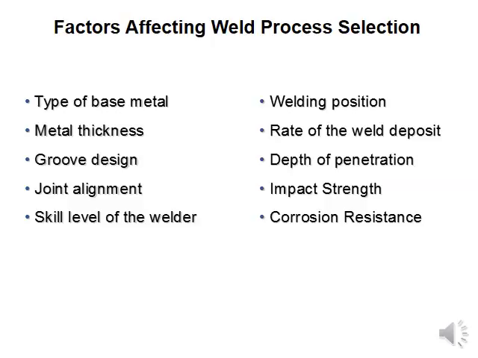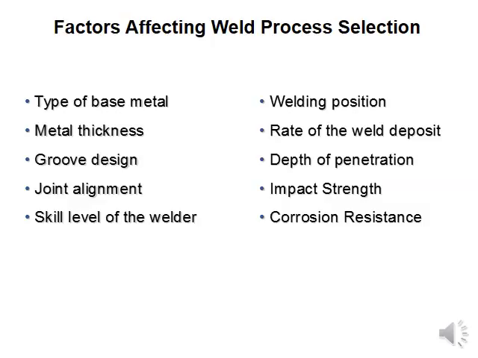The type of base metal we're going to weld, the metal thickness, the groove design, the joint alignment, the skill level of the welder, the welding position, the rate of the weld deposit, depth of penetration, impact strength and mechanical properties, corrosion resistance. Welding position is big because, what are we welding? Are we welding on something that's the size of a house, or are we welding on something that's the size of a pizza box? So that's one of the biggies there.